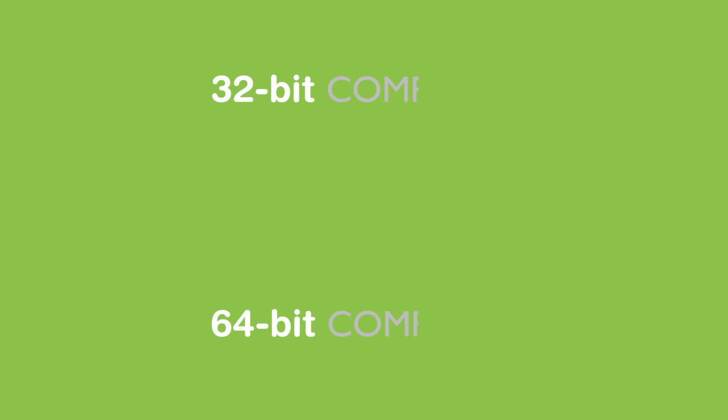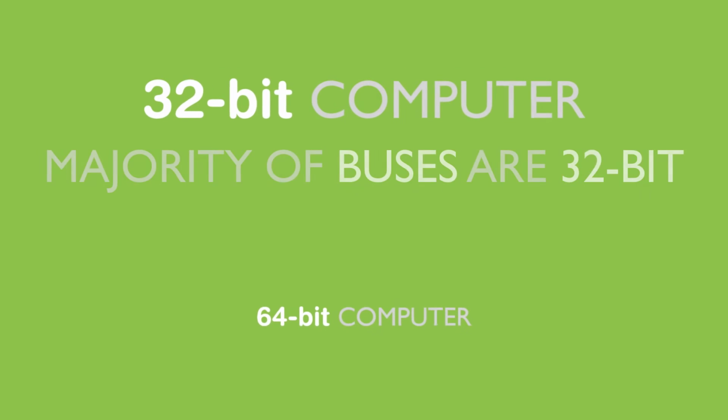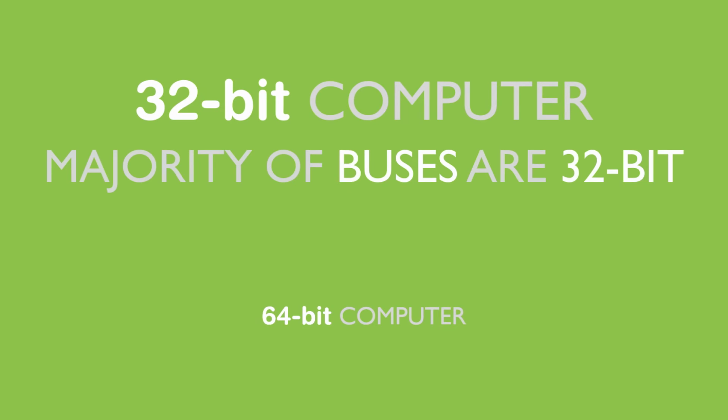Now, you might have heard the terms 32-bit computer and 64-bit computer, and based on what I just told you, you might be able to figure out roughly what it means. A 32-bit computer is a computer where the majority of the buses inside it have 32 bits. Now, this is alright, and was fine a while ago when computers weren't quite as advanced as they are now, but as you know, 32-bit still has a limit.